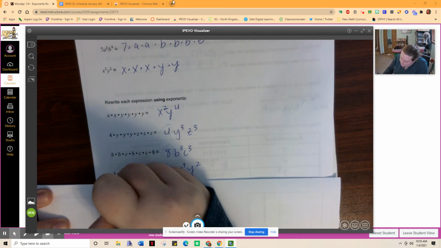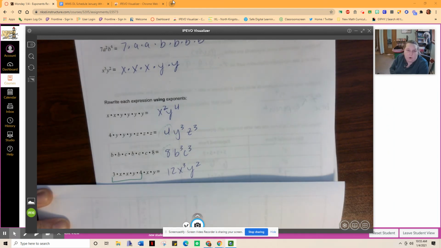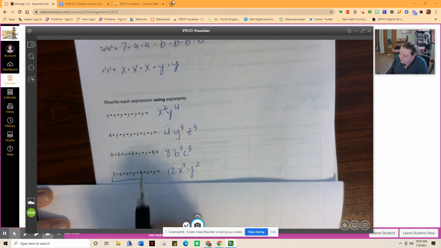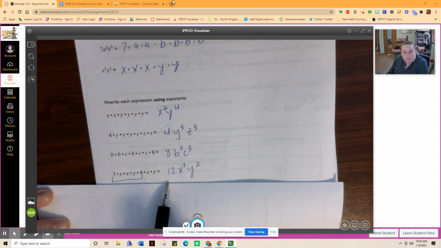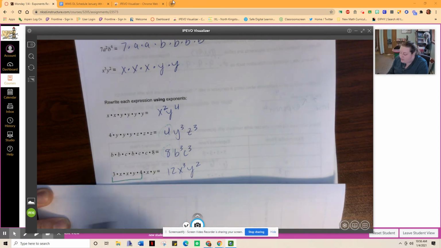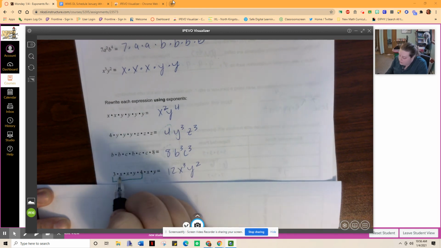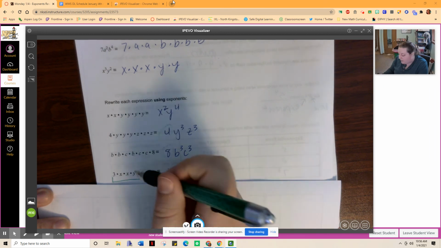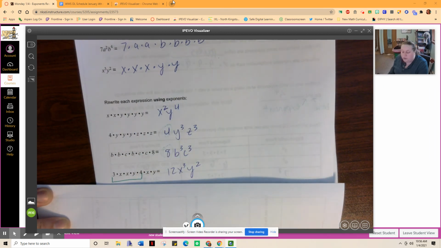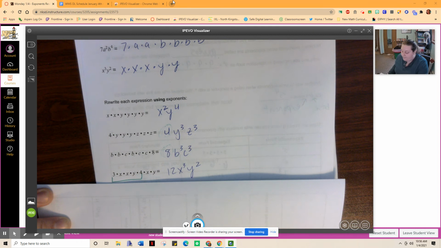Now, in this last one, I have both 3 and 4 as coefficients. And the operation we're working with is multiplication, so I'd start by multiplying those numbers together. 3 times 4 is 12, so that's going to be my coefficient. Then I'm going to look at my variables or bases. So I have 1, 2, 3 x's, so it's x to the power of 3, and then 1, 2 y's, so y to the power of 2. Okay.